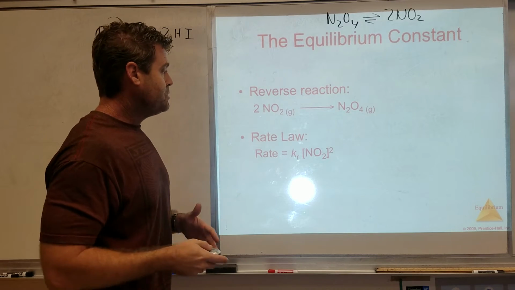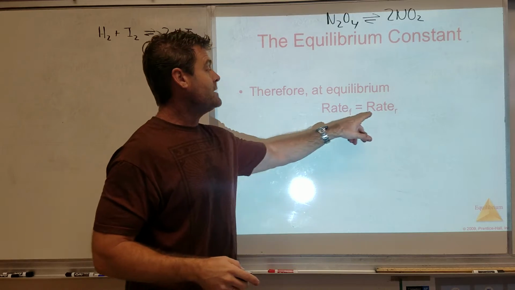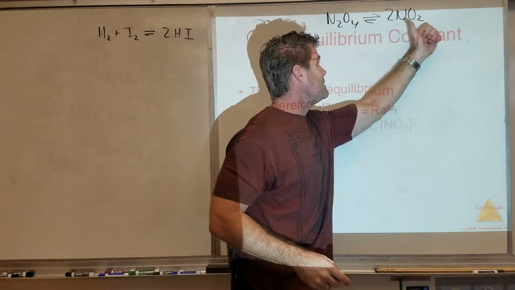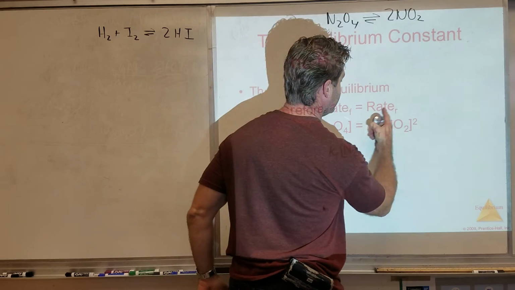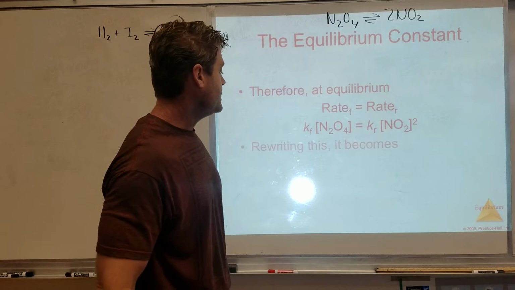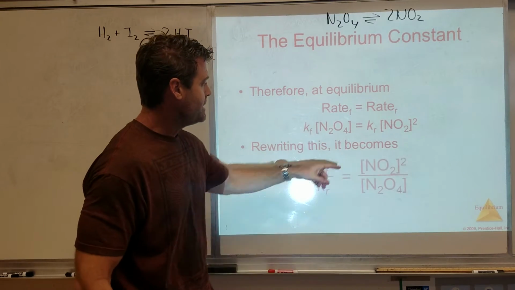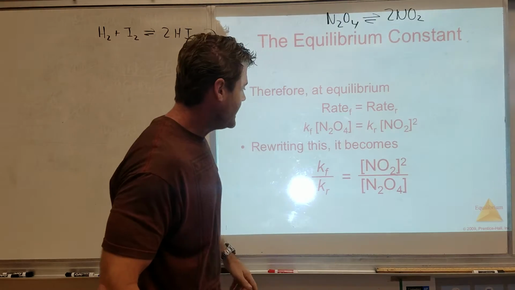At equilibrium, so now let's put those together. At equilibrium, what did we say? The two rates are equal, right? The rate of the forward is equal to the rate of the reverse. So then I can take the rate law for the forward reaction and make it equal to the rate law for the reverse reaction. And then what I can do is algebraically manipulate, putting my constants on one side and the concentrations on the other side.